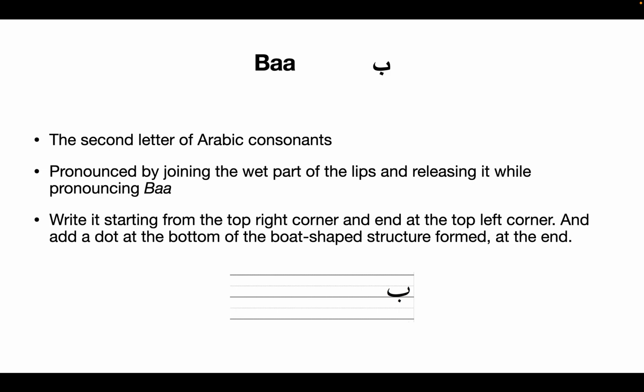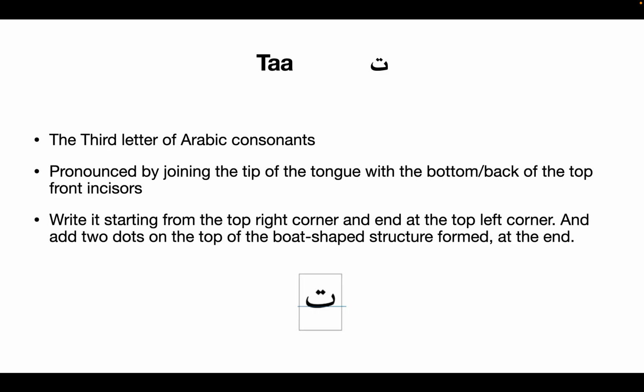This is Taa, the same formation as that of Baa, but instead of the dot going below the line, this time the two dots go above the boat-like structure to form the letter Taa, and it's pronounced as T. The sound that it gives is T, not with an emphasis. The sound is T, and the name of the letter is Taa.